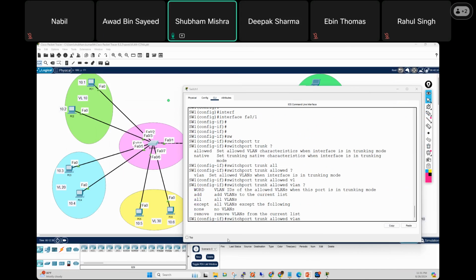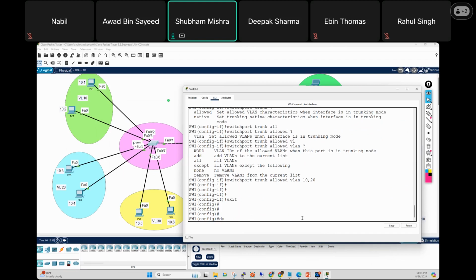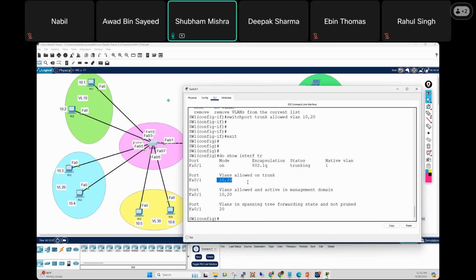For example, I write here switchport trunk allowed VLAN, VLAN number 10 and VLAN number, let's suppose, 20, then exit. Now check with show interface trunk. See now, what are the VLANs allowed here? 10 and 20. So if you try to ping to VLAN number 30, is it allowed? No, it will not work. It is not allowed. Understand?